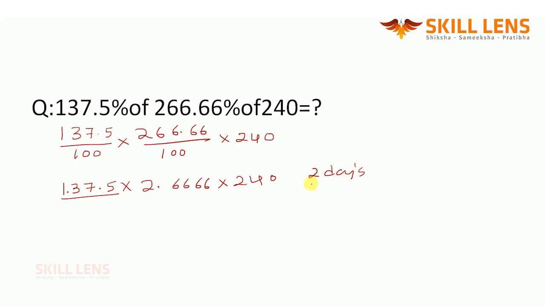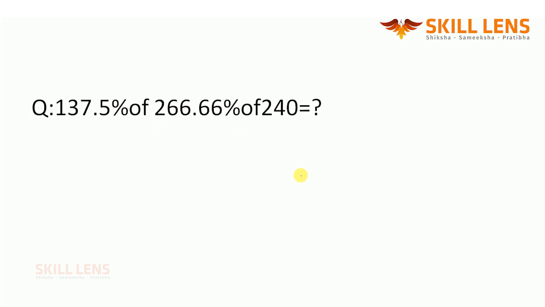Why? Because we are not very good at multiplications. Without a calculator, we can't do anything. So my point is this: we can get this answer definitely in less than half a minute. How? Let's look at the solution. Can I write 137.5% as 100% plus 37.5%? Yes. 100%, 100 divided by 100.